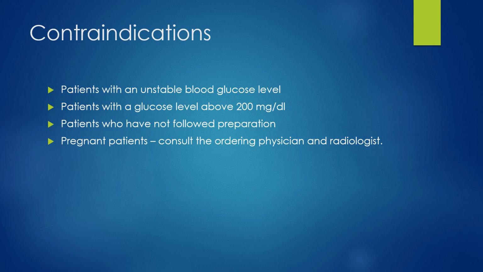Contraindications for FDG oncologic imaging include patients with unstable blood glucose level. Remember, this acts like glucose. It is a sugar or sugar analog. And so if patients have sugar that's too high, like a glucose above 200, for example, it should not be given because it will further raise the blood glucose levels.